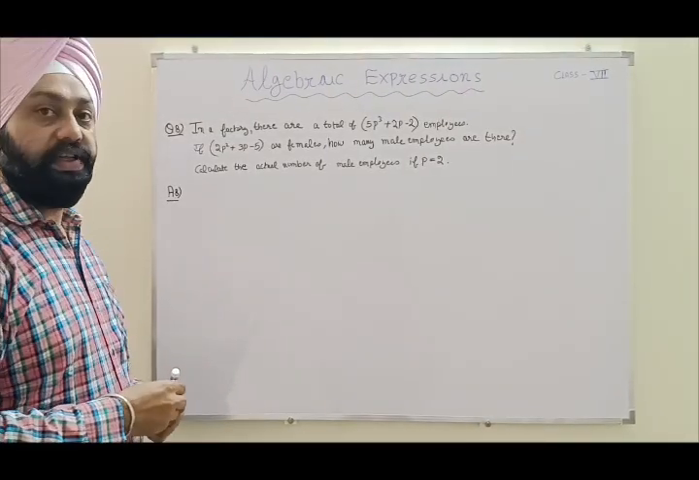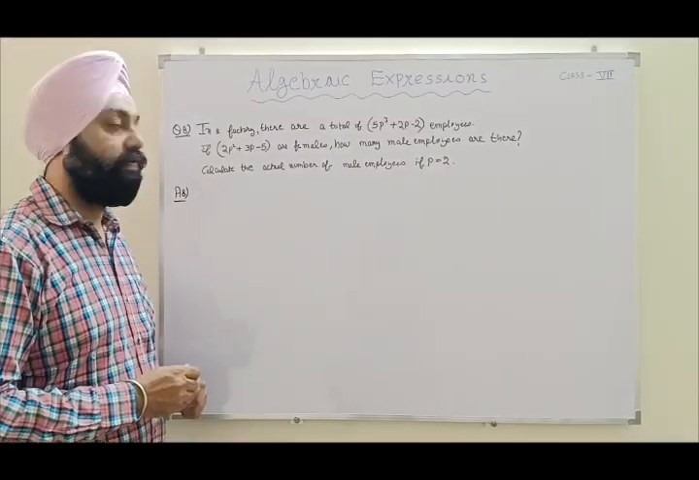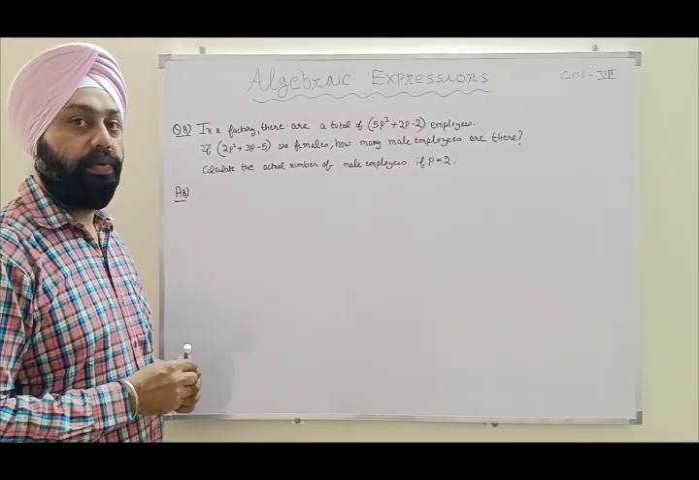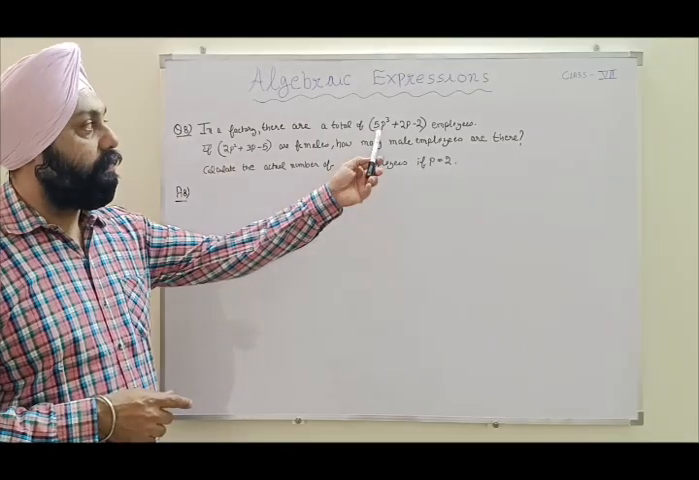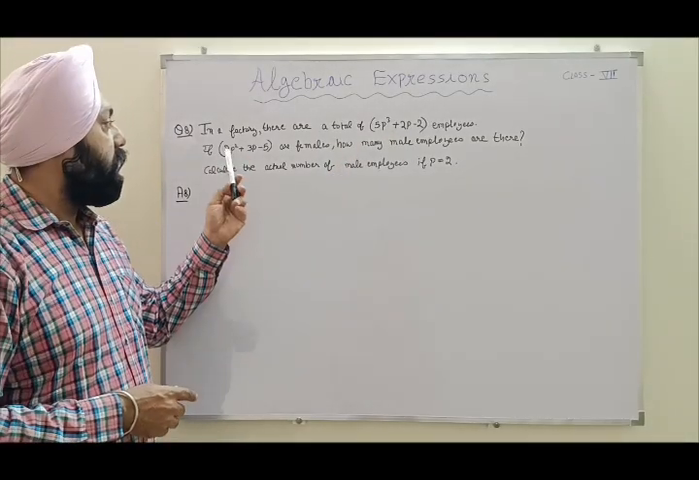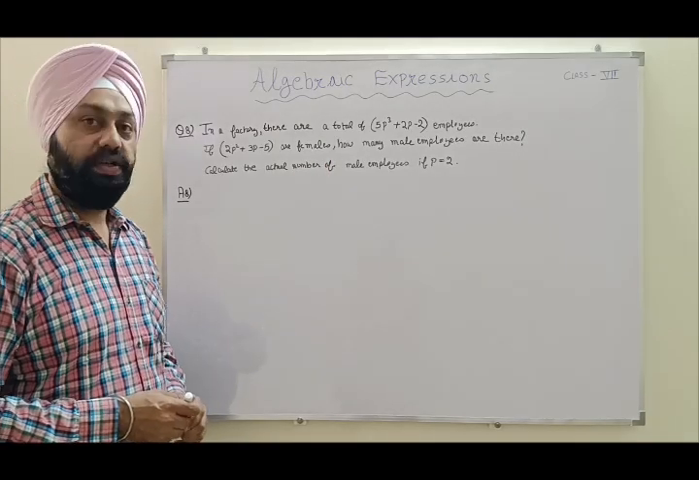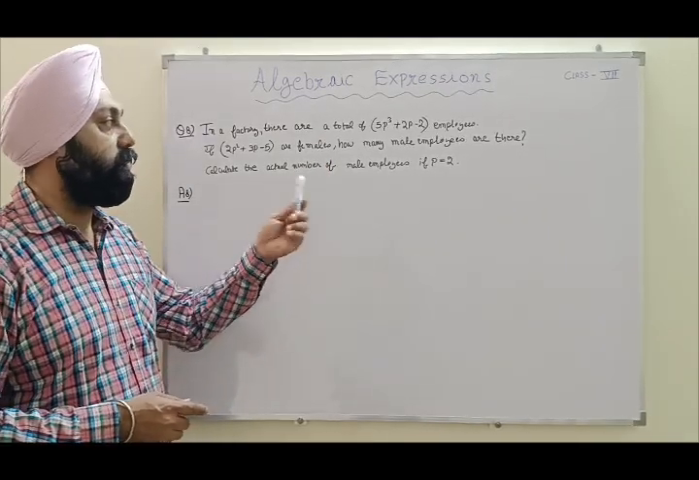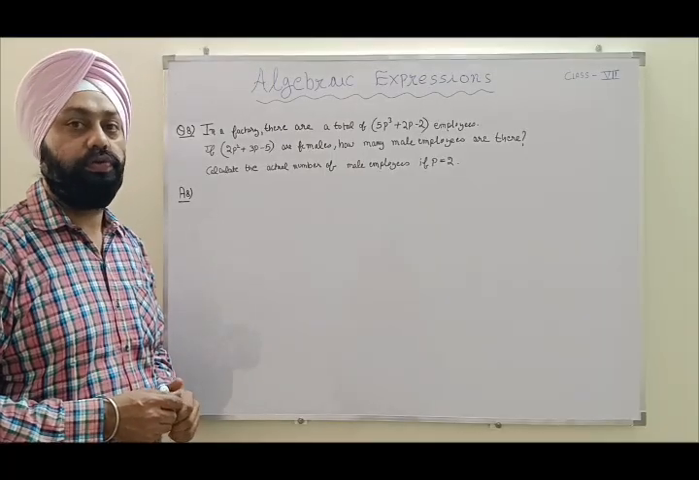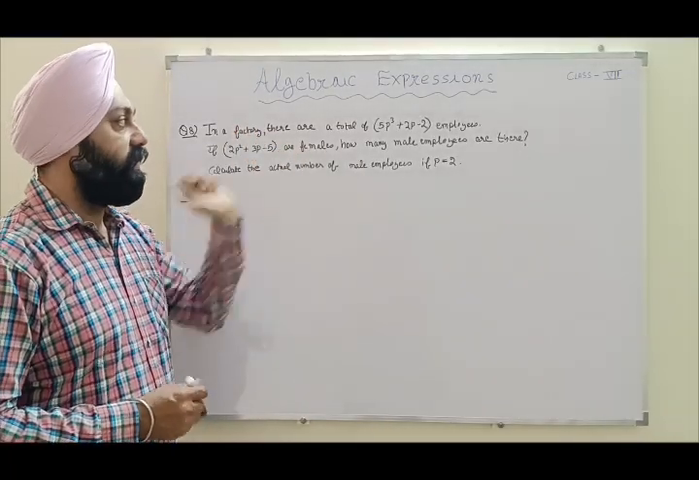So moving on to the next question, question number 8, and here the expression is given in the form of a word problem. Like you see that in a factory there are a total of this many employees. If these many are female, how many male employees are there? This is the first part of the question. Another part is to calculate the actual number of male employees if p is equal to 2. So there are two parts of this question. We will first answer the first part.